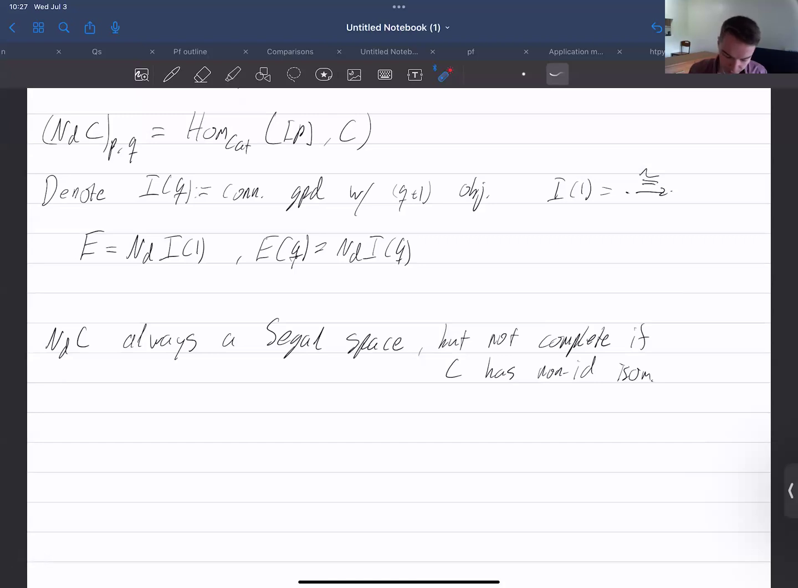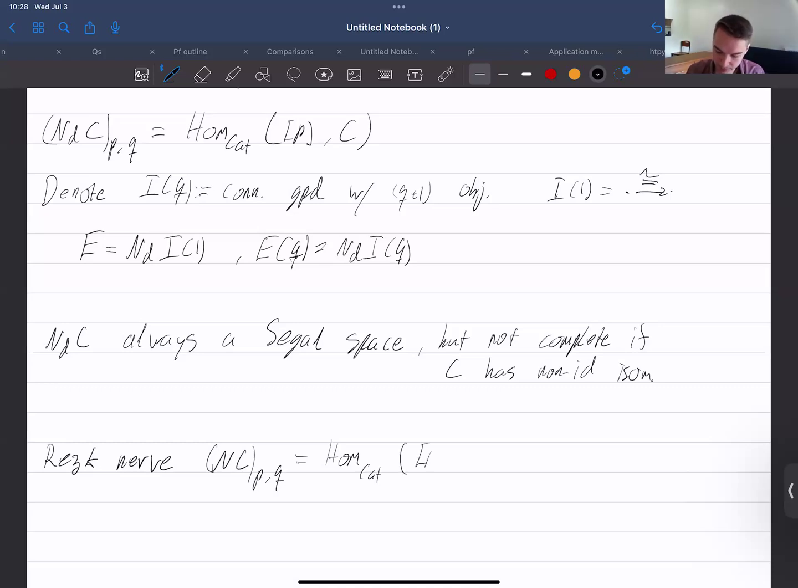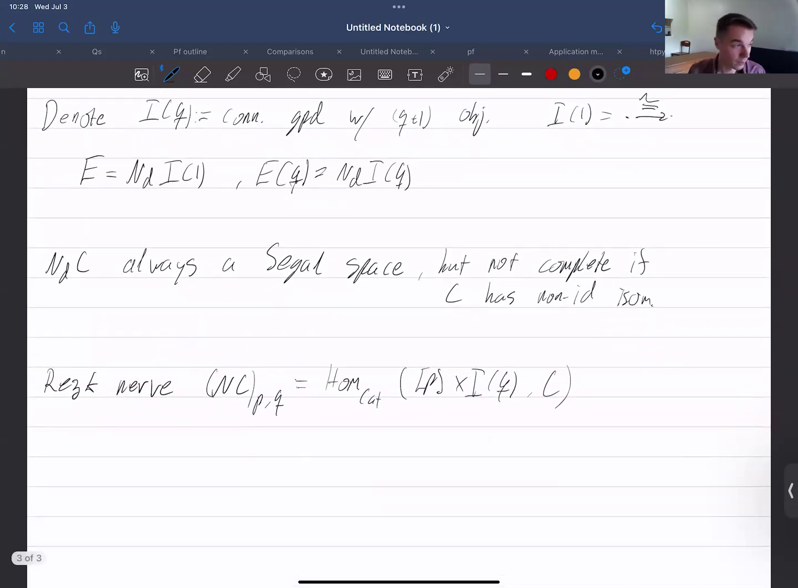Right. So the fix comes from Rezk, who also introduced the complete Segal space model structure. And he gave this fix to this nerve, that level-wise can be given as follows. So here we still take functors from the P simplex, but now we want to use this simplicial degree Q to encode the isomorphisms in this category. So we can take I of Q here, chains of Q isomorphisms, and then we go to C. So this is the last definition.